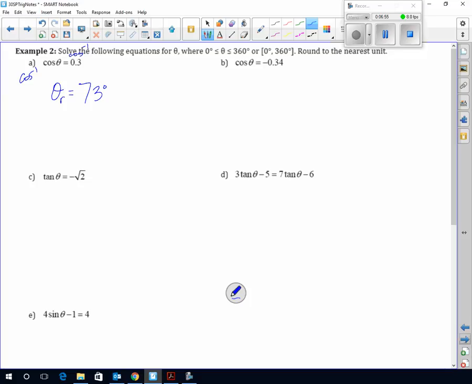So, where's the first spot? There's cos positive in quadrants 1 and 4, right? So what's the angle in quadrant 1? 73 degrees. Because the angle is the reference angle in the first quadrant. And what about the fourth quadrant? 287. Very good.